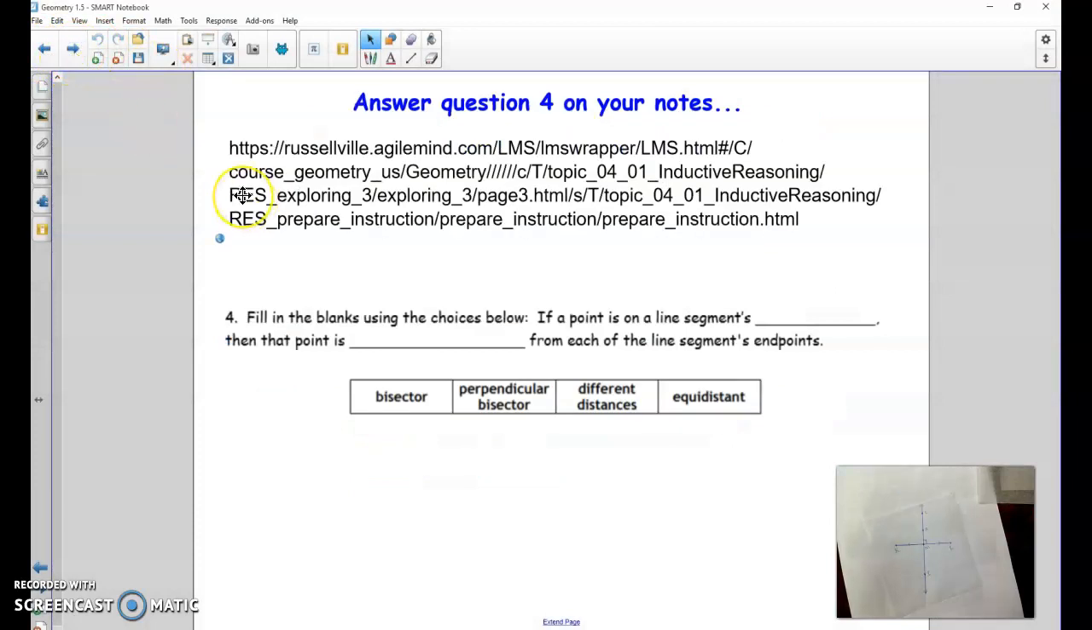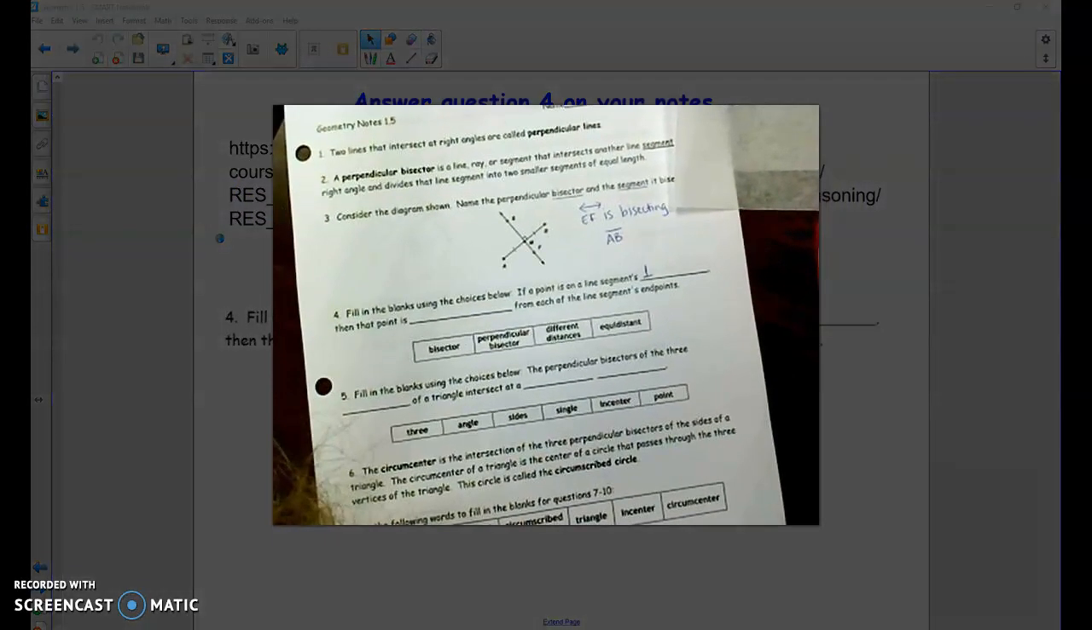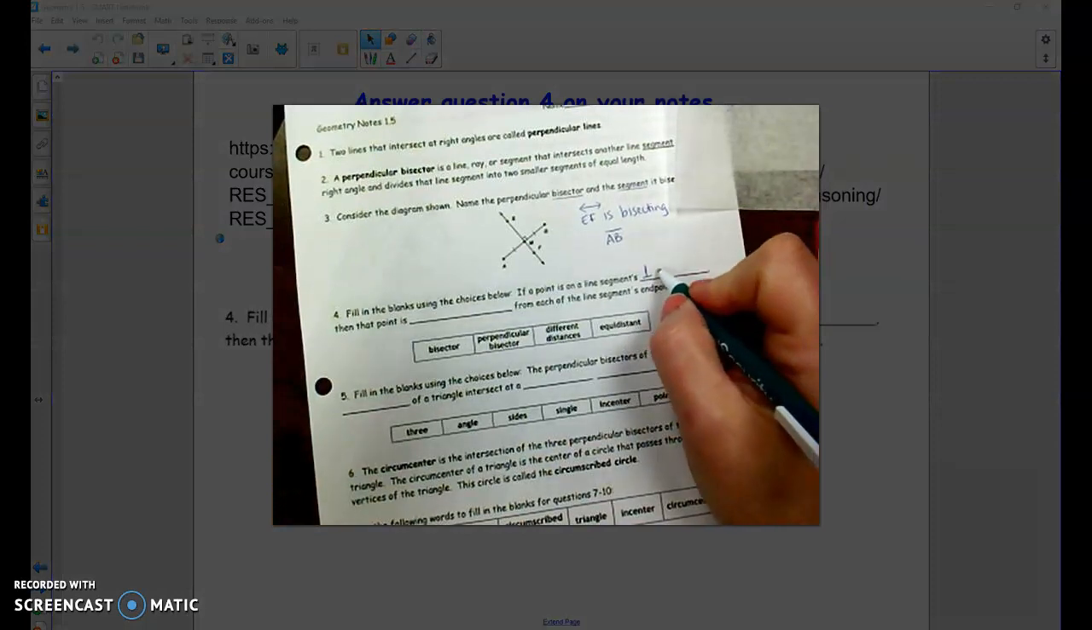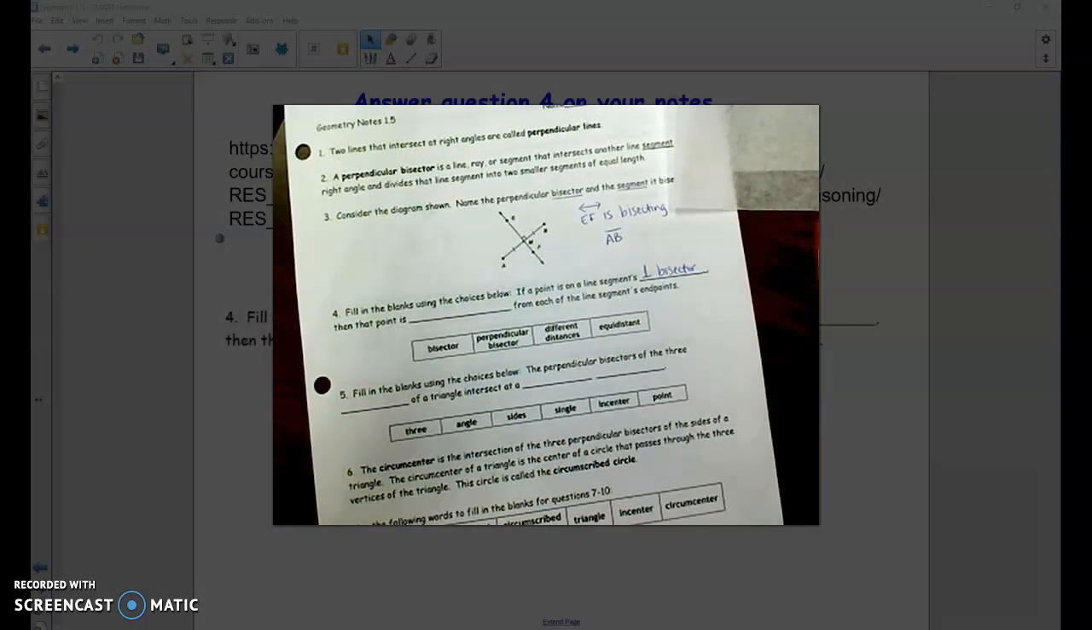So let's look at question 4 of your notes. Fill in the blanks using the choices. If a point is on the line segment's, and remember what we folded today, that's a perpendicular bisector. So instead of writing that in that small space, I'm going to use the symbol for perpendicular, which is an upside down T. That means perpendicular. Let me bring this to the center so you can see that. So I'm going to call this a perpendicular bisector using the symbol for perpendicular.